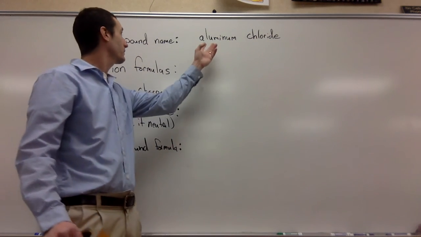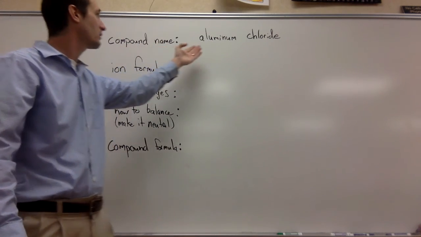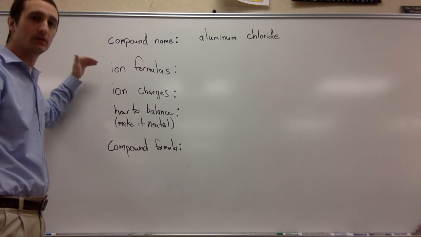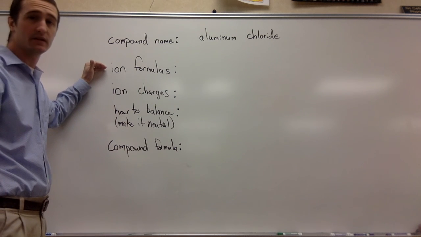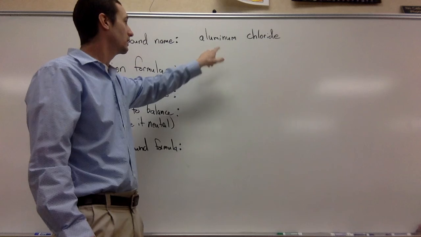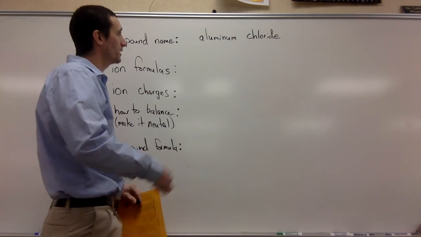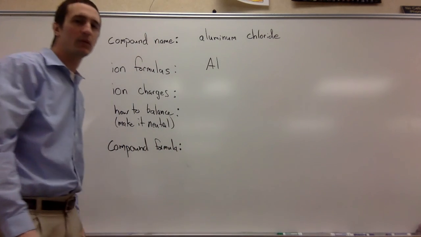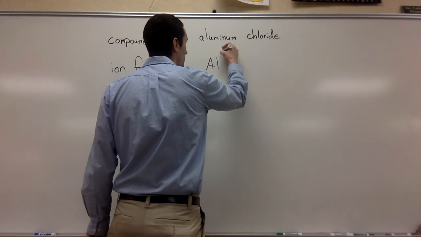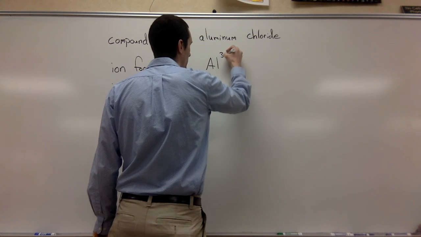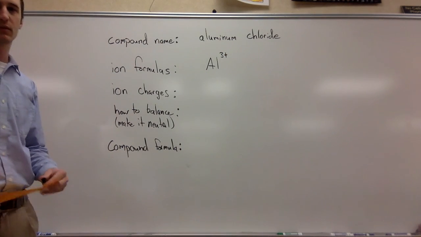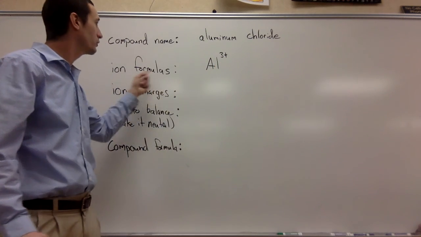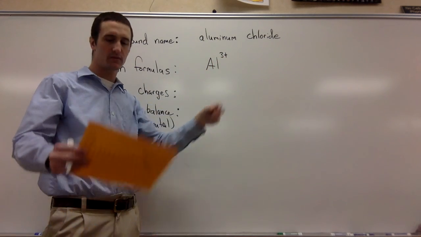I have the compound aluminum chloride. The first thing that I always like to do is to write down what the ions in this compound are. So we have the aluminum ion. And when we write ions, we write their charge in the superscript. And even though it seems a little backwards, we write the number followed by the sign. So the aluminum ion is a +3 charge.